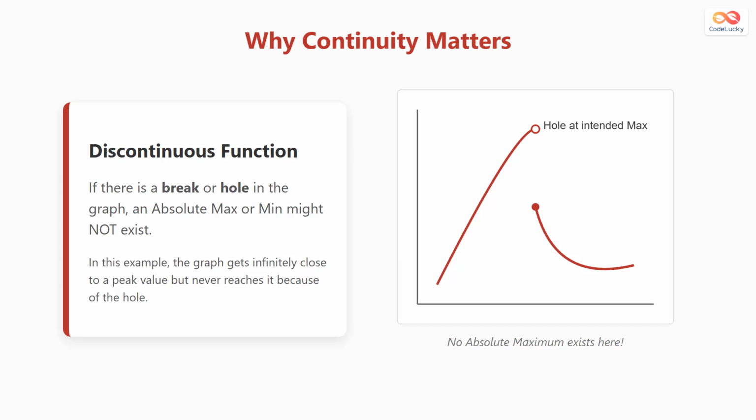Why do we need the function to be continuous? Look at this example. Imagine a graph that goes up towards a peak, but there is a hole right at the top. Because of that hole, the function never actually reaches that maximum value. It gets closer and closer, but never touches it. Therefore, without continuity, an absolute maximum might not exist.